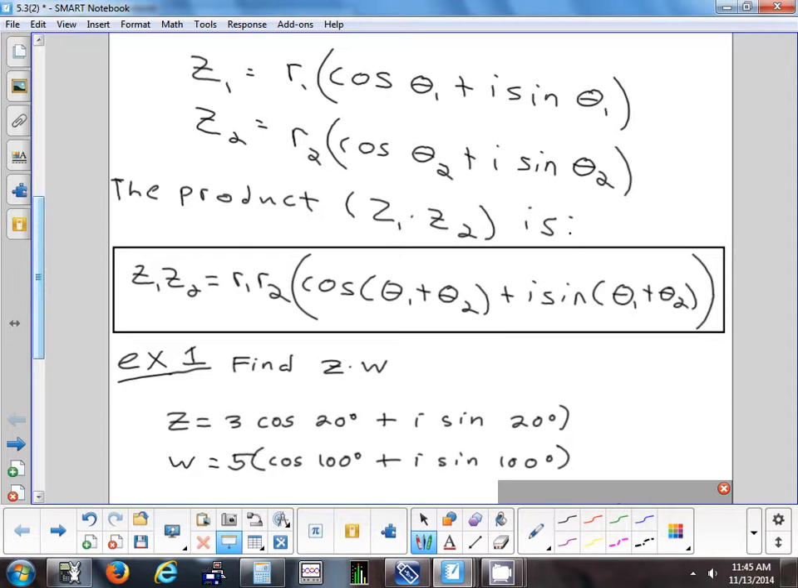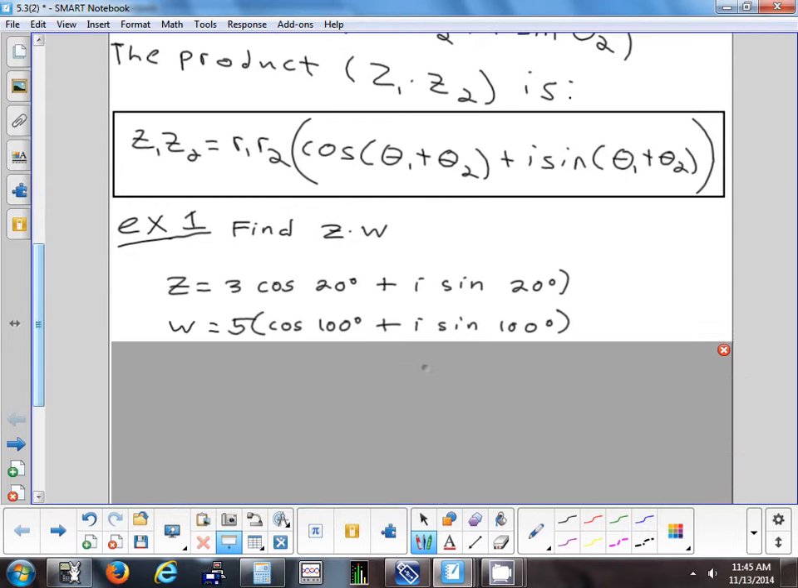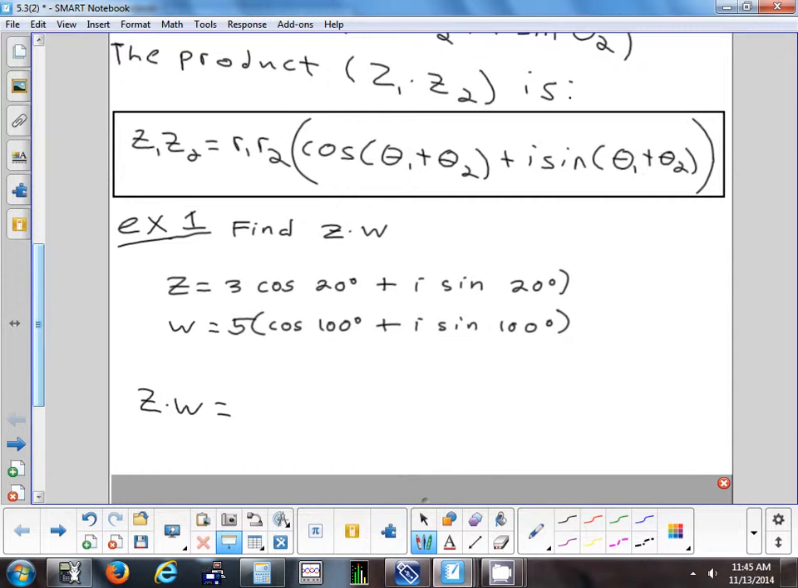Okay, so I want to find z times w. My first complex number is z, that's the name I gave it. It's 3 cosine 20 plus i sine 20. And the second complex number I decided we'll just call w. It's 5 cosine 100 plus i sine 100. And we're going to do z times w.